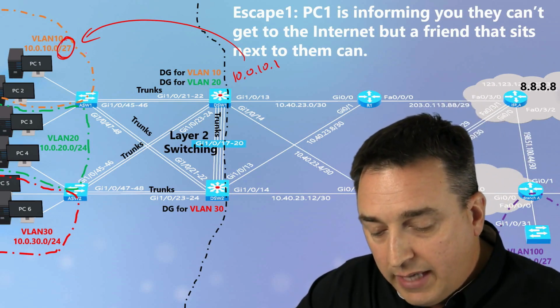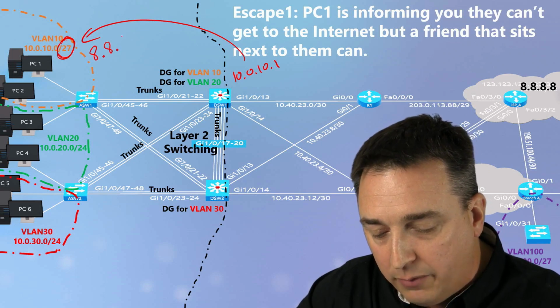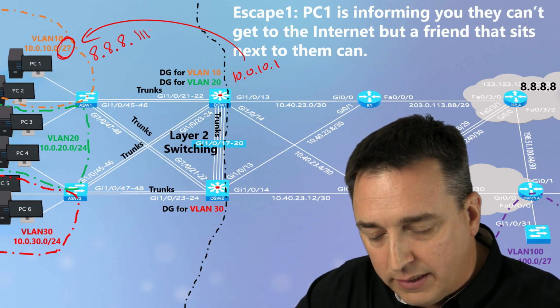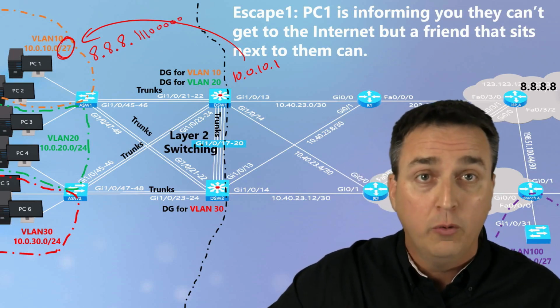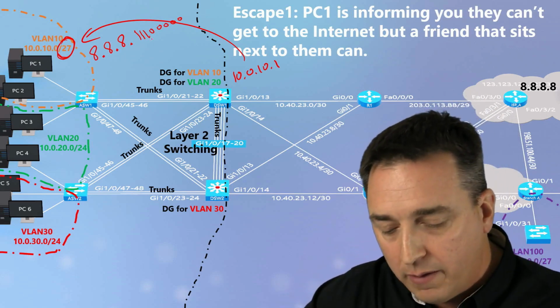So in this case, a /27 has 8 binary ones in the first octet, 8 binary ones in the second, 8 in the third, so that's 24, 25, 26, 27, 28, 29, 30, 31, 32. So 32 total bits in a subnet mask, 27 of them are for the network.